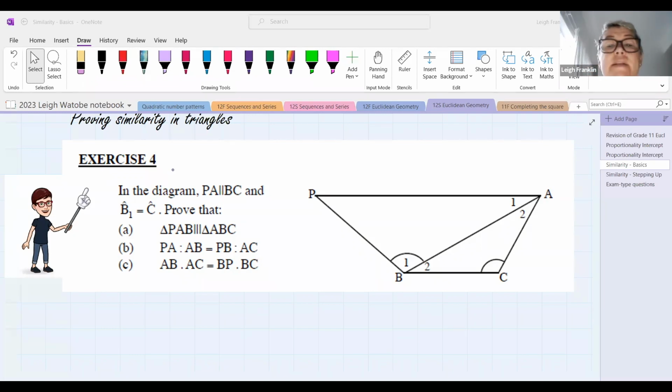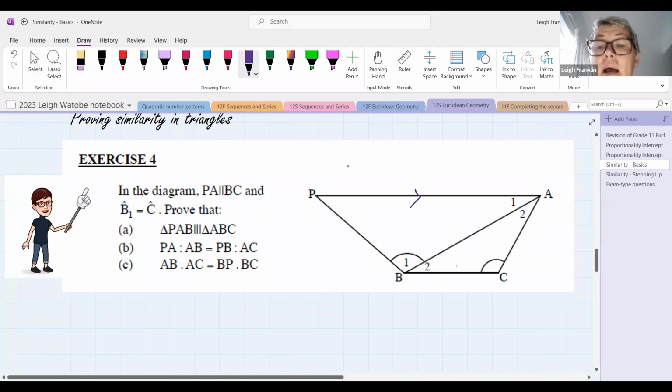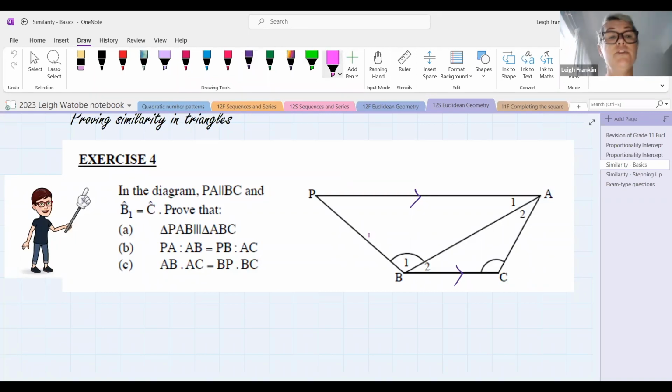So in the diagram, they tell us PA is parallel to BC. Very important piece of information, because when lines are parallel, it means we can have alternate or corresponding angles, which are equal to one another. The other thing that they give us is that angle B1 and angle C are equal to each other. So the first thing that they want us to do is prove that triangle PAB is similar to triangle ABC. So I'm highlighting the triangles. Let's use a different color. There we go.